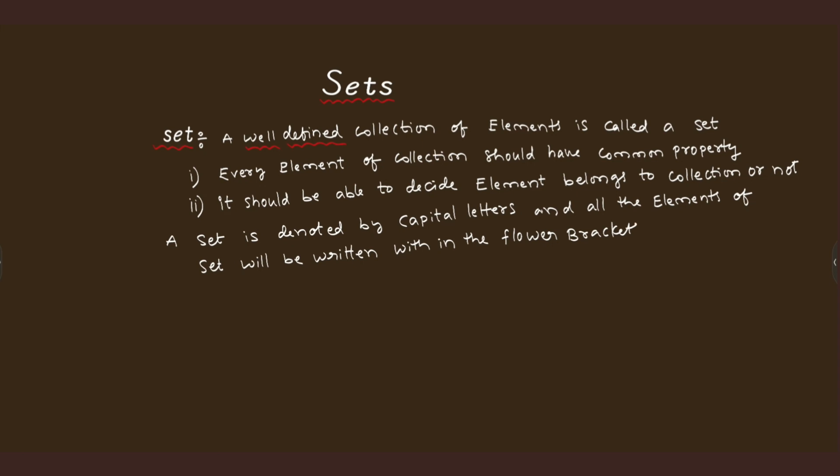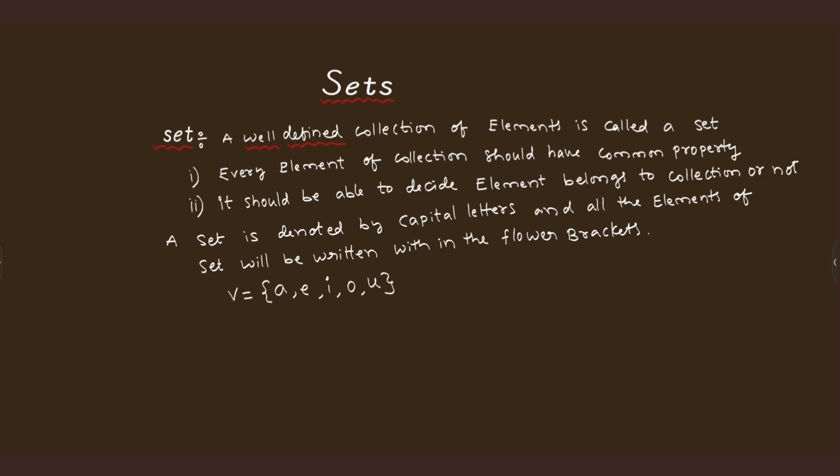So this is the representation of sets. For example, just now we have seen vowels in the English alphabet. If you take the set of vowels in the English alphabet, we can denote it as V = {A, E, I, O, U}.